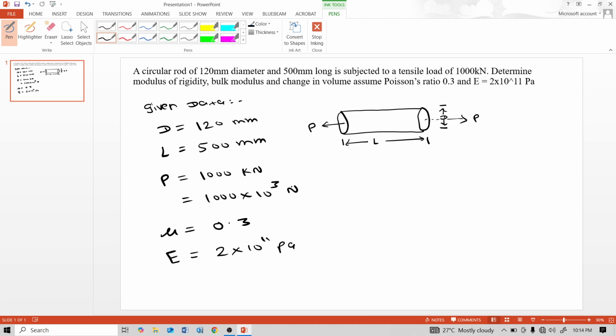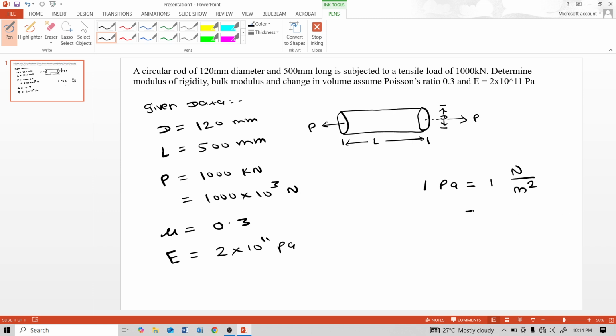See, the load unit is in Newton. Length unit is in mm and diameter unit is in mm. But here Young's modulus unit is Pascal. We need Young's modulus in MPa or Newton per mm square. For that, see here, 1 Pascal is equal to 1 Newton per meter square. But we need this Pascal unit in Newton per mm square.